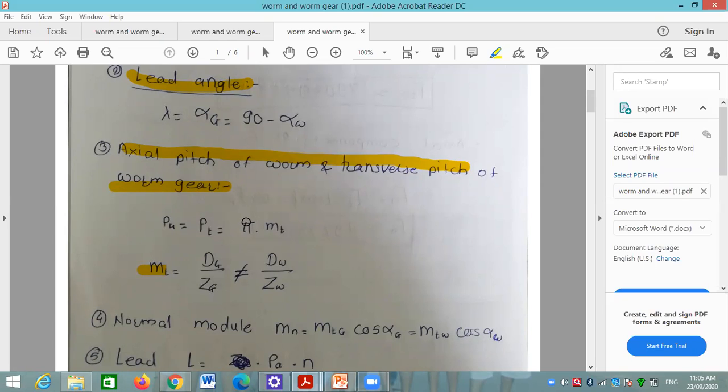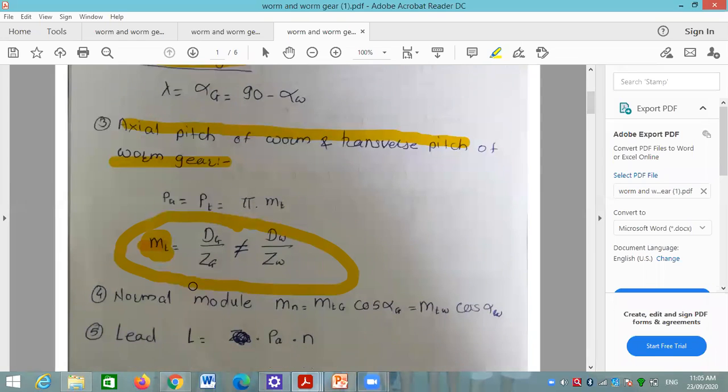In worm and worm wheel, remember this formula: DG by ZG is not equal to DG by DW. The transverse module is equal to the diameter of the gear divided by the number of teeth on the gear, which is not equal to the diameter of the worm divided by the number of teeth on the worm, because the shapes of the two gears are different. One gear is screw type and the other is gear type. Therefore, only this formula is useful, that is, the transverse module is equal to the diameter of the gear divided by the number of teeth on the gear.